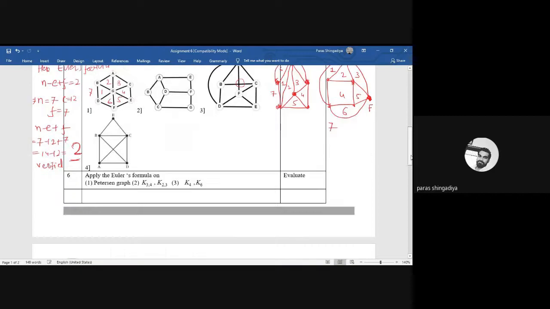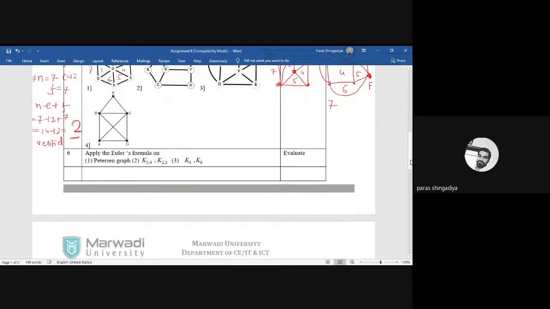Okay. Now question number 6, it is a similar one. First check the graph. If it is planar, then we can verify the Euler formula. If it is non-planar, then we cannot apply the Euler formula. So the first question is the Petersen graph. As we know, you can also draw the graph here. Clear? Petersen graph, that is with 10 vertices. Just draw the complete set here, and then write a conclusion.